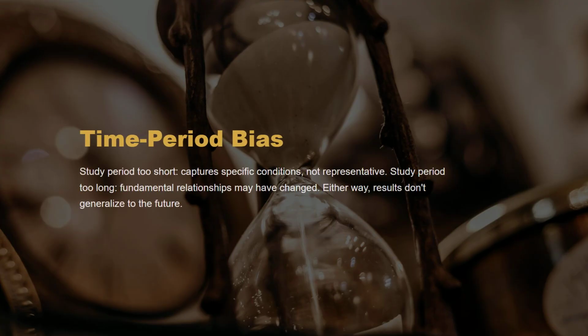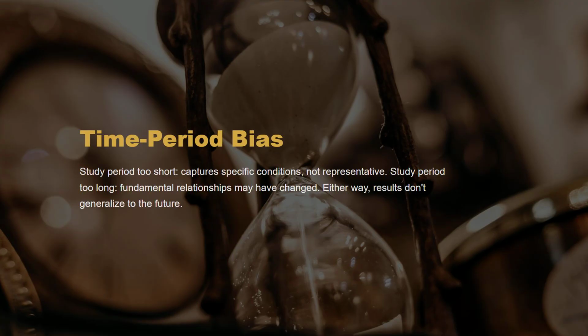Time period bias occurs when the time period studied is too short or too long. Too short, and results may reflect a specific market condition that is not representative. Studying only the 2007 to 2009 period makes everything look terrible because that includes the financial crisis. Studying only 2020 to 2021 makes growth stocks look invincible.